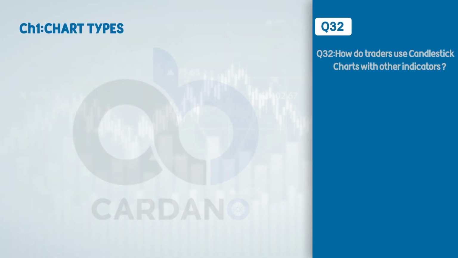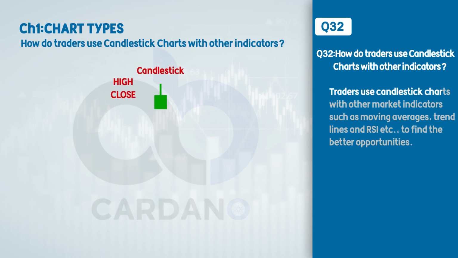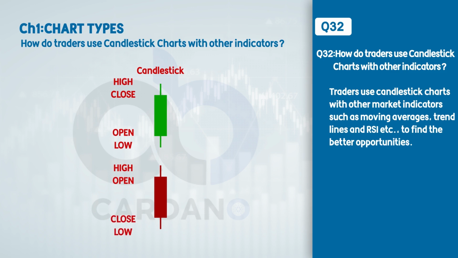Question number 32. How do traders use candlestick charts with other indicators? The answer is, traders use candlestick charts with other market indicators, such as moving averages, trend lines, and RSI, etc., to find better opportunities.